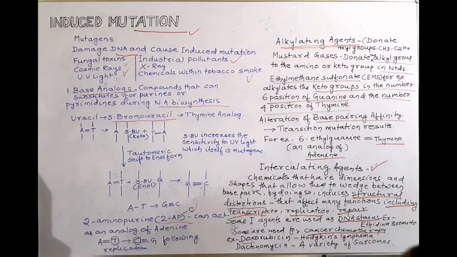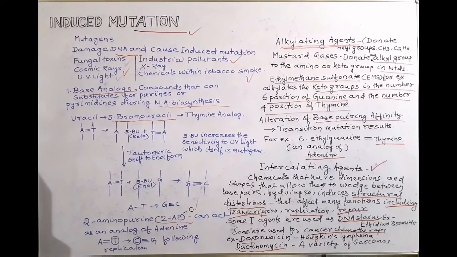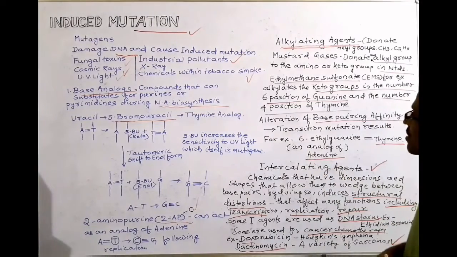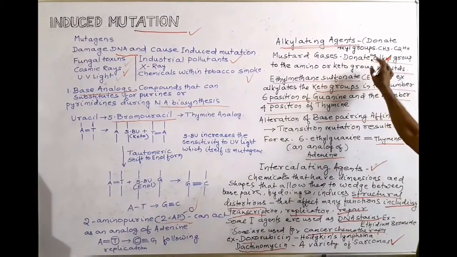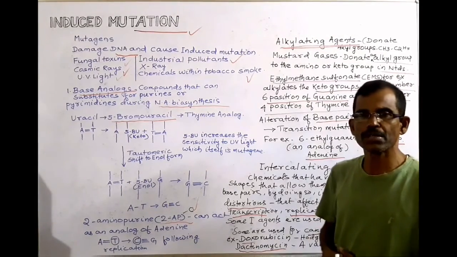Doxorubicin, which is used for treatment of Hodgkin's lymphoma, is another intercalating agent. Similarly, dactinomycin. Dactinomycin is another intercalating agent that is used for the treatment of a variety of sarcomas. So friends, these are the mechanisms by which base analogues, various alkylating agents and intercalating agents cause induced mutation.